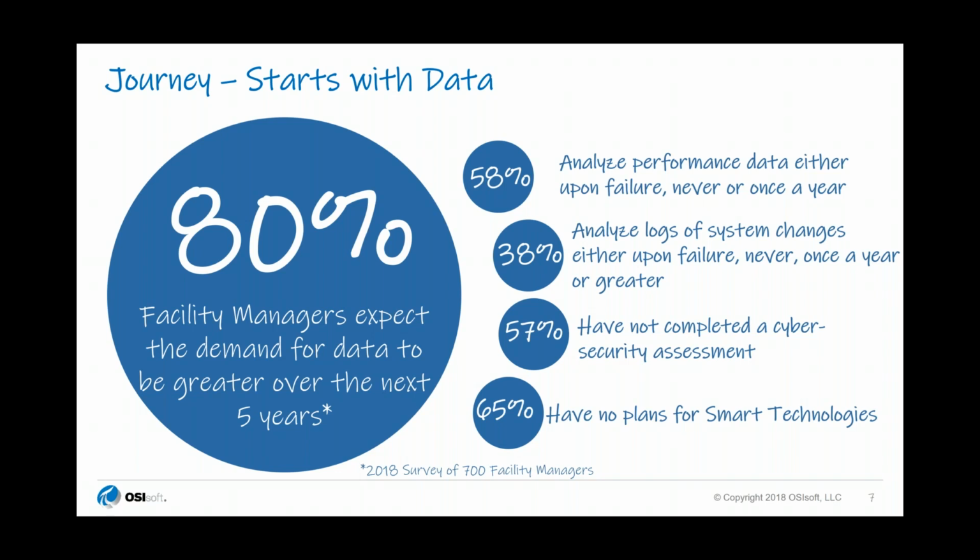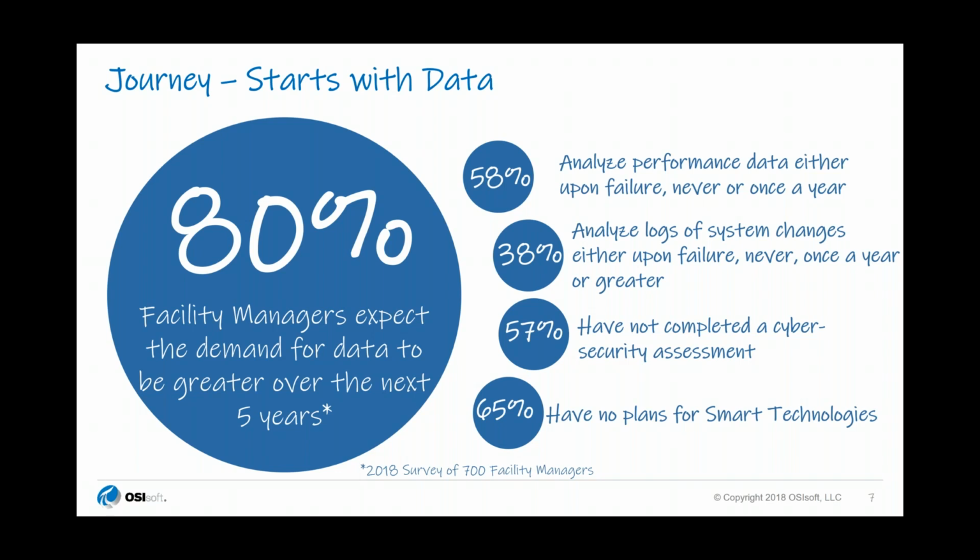But if you look at how we use the data today, I think the challenge is that increase, that 80% think will happen over the next few years, is going to fall on deaf ears. When we ask that same 700 people, how often do you look at your performance data, so you can do efficiency curves, sustainability, fault detection, whatever? How often do you analyze your performance data? 58% say only upon failure, never, or once a year. So in effect, the data is useless. A year later, how are you looking at something that happened within your mechanical system or your chilled water system a year ago? Or upon failure, it's a reactionary process.